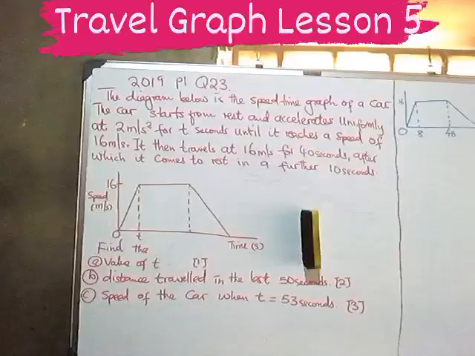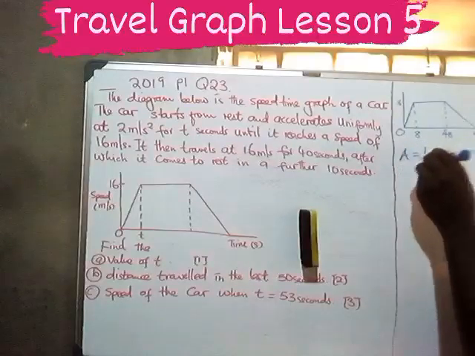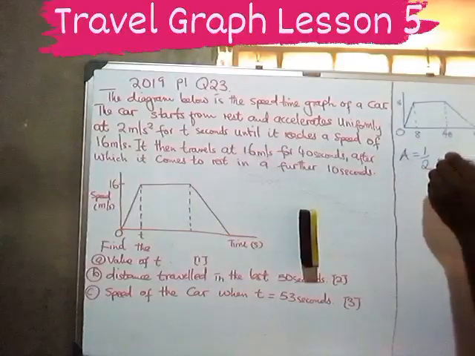Now, question number D says the speed of the car. Question number B, the distance traveled in the last 50 seconds. So to find the distance, I'll use the formula for a trapezium. We said distance is found by finding the area of the whole shape.